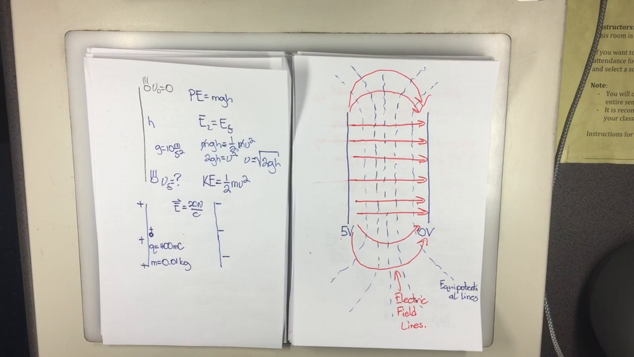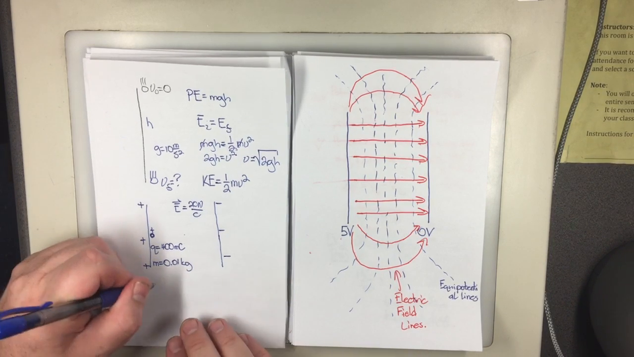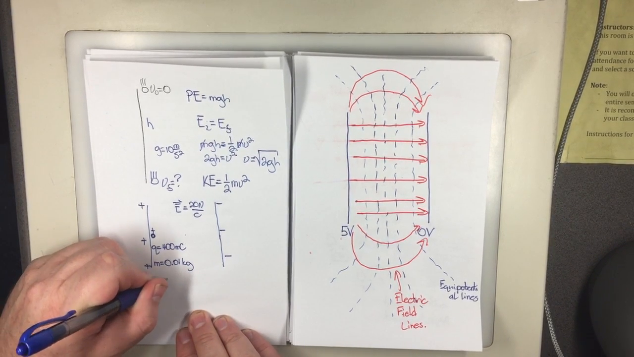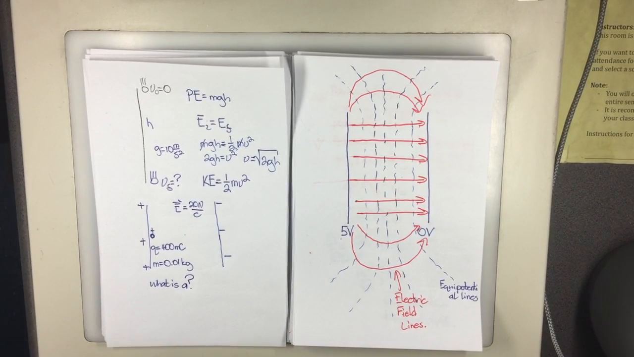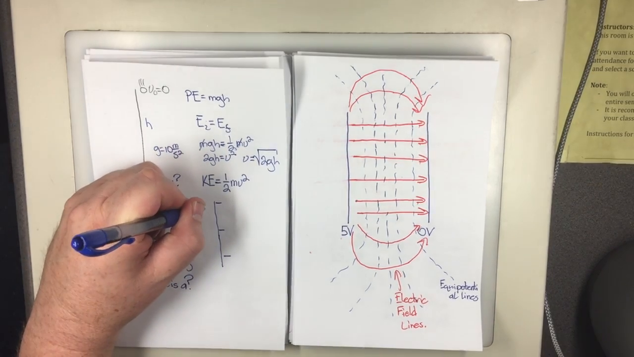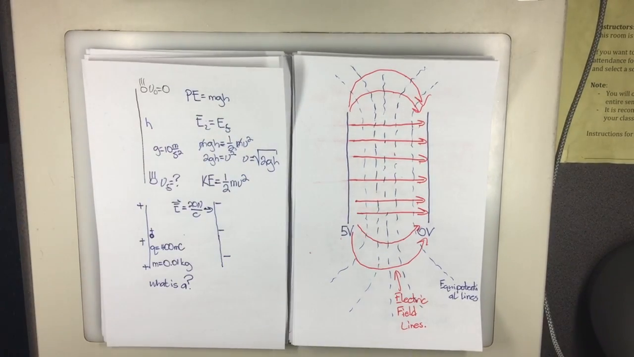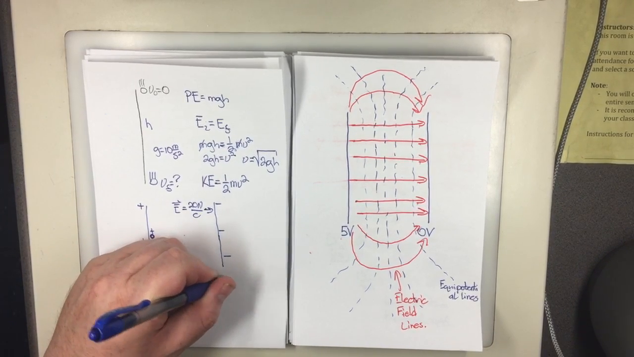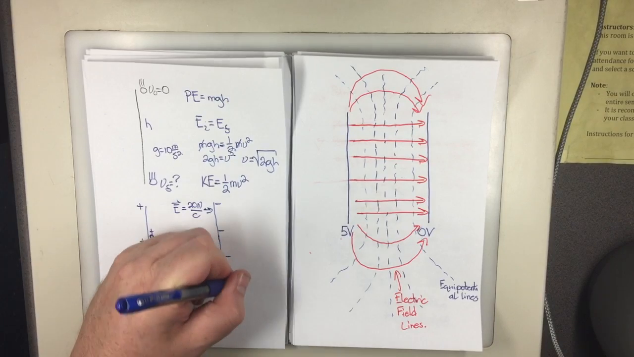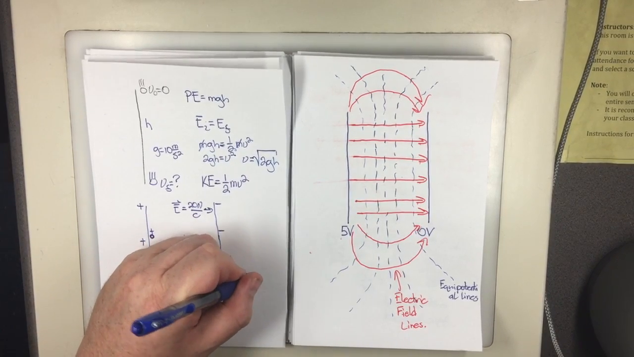Now, initially what I could do is simply ask what is the acceleration? What's the value of acceleration in this particular setup? And we know two things. We know that F is equal to ma, Newton's second law, and we also know that F is equal to QE.